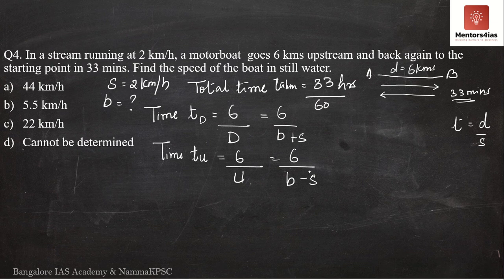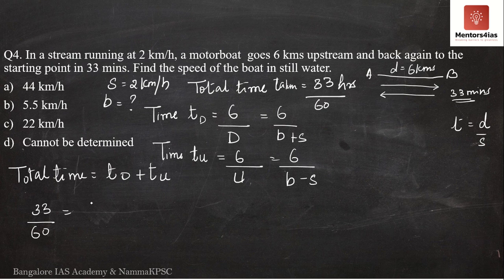So now what I am saying is that the total time taken to travel from A to B and from B to A is the time taken to travel downstream plus the time taken to travel upstream. So total time 33 by 60 is equal to 6 divided by B plus 2 plus 6 divided by B minus S. So now we have to determine the value of B. Now S is nothing but 2.